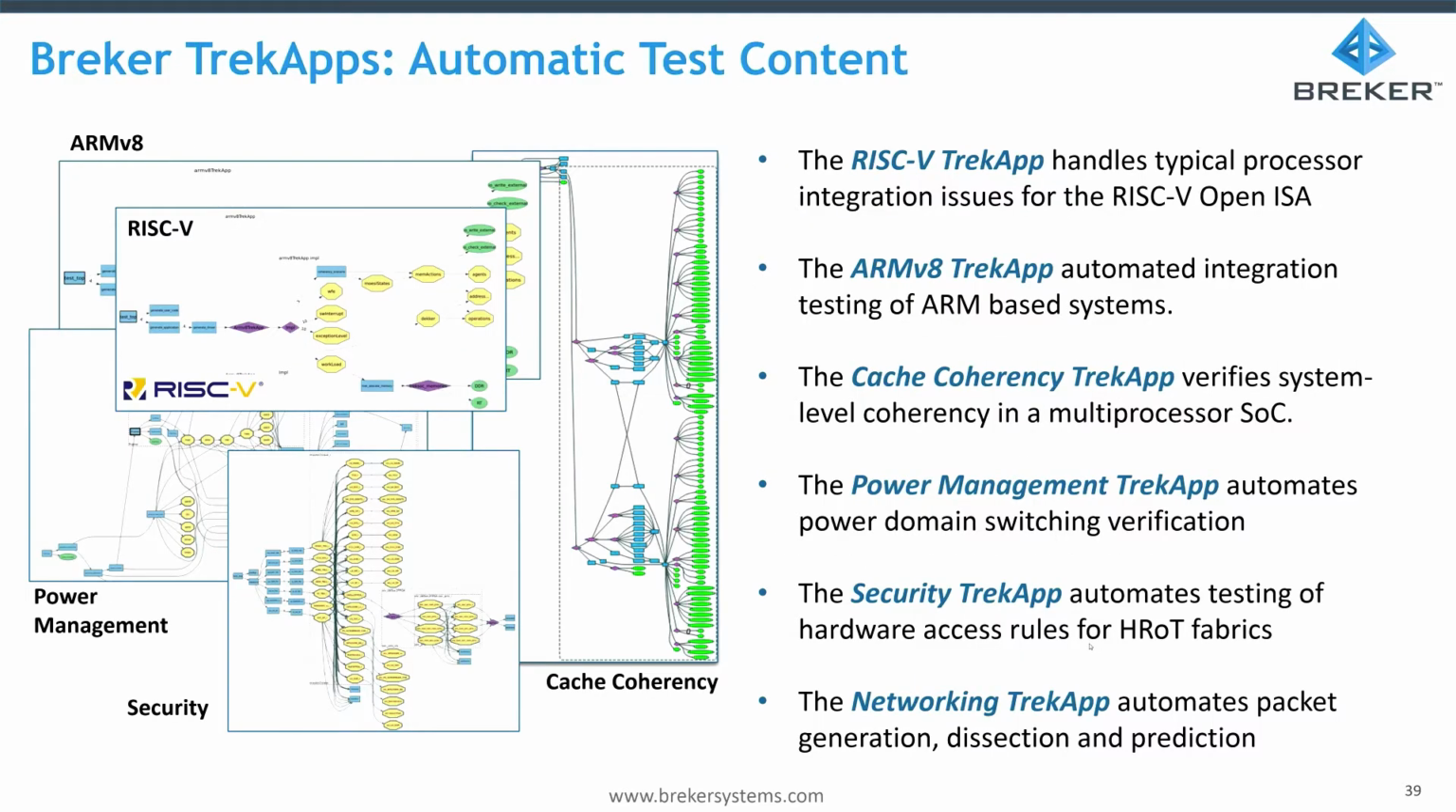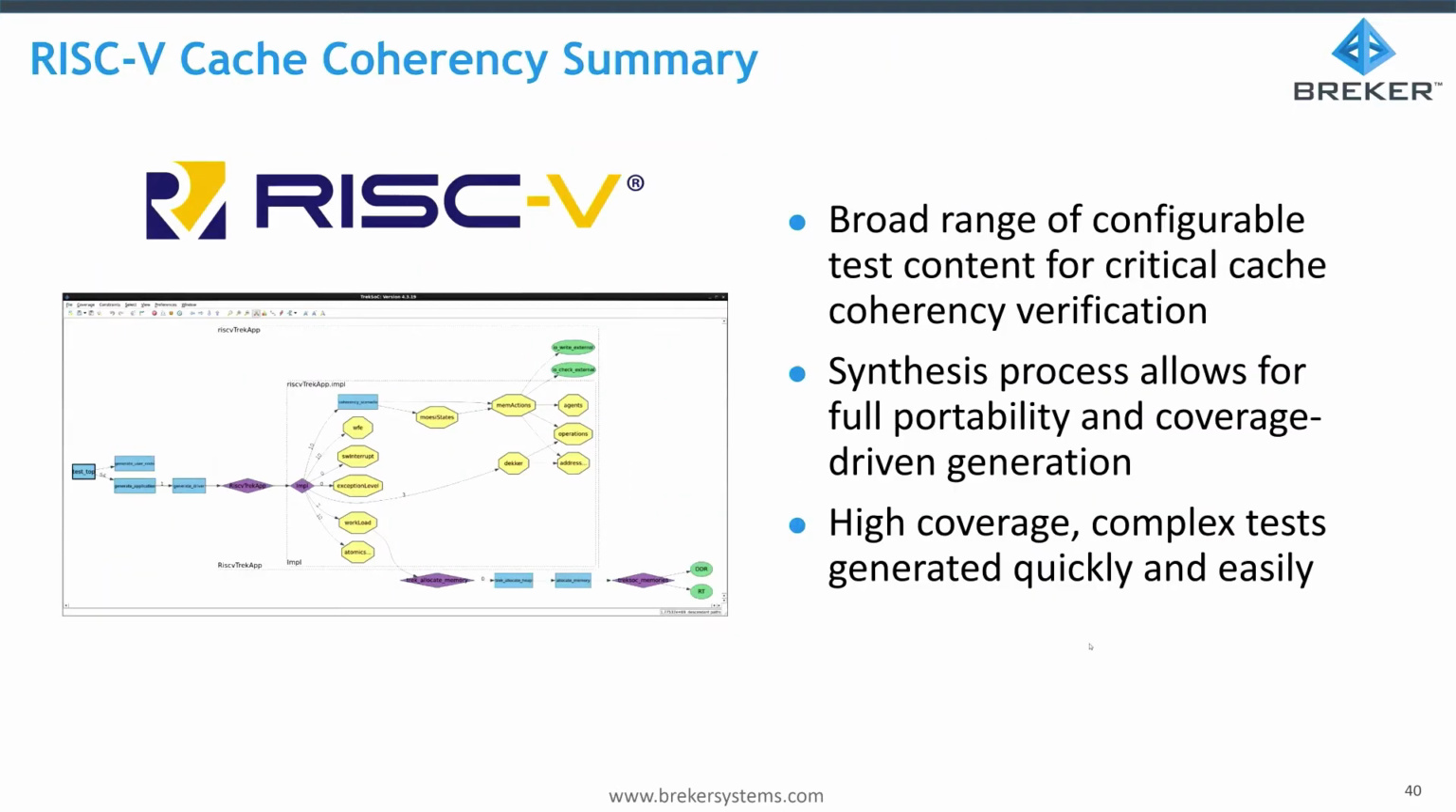The RISC-V coherency app is just one of the apps that we've been working on. Each of these, of course, comes about in partnership with our customers. The RISC-V one has been developed in conjunction with SiFive. We have a similar one for ARMv8. There's a cache coherency app that's architecture neutral, so good for things like DSPs. There's a security app to check security where hardware is the root of trust, HROT. And there's a networking app that's organized around packetized data and things like Ethernet and 5G and so on.